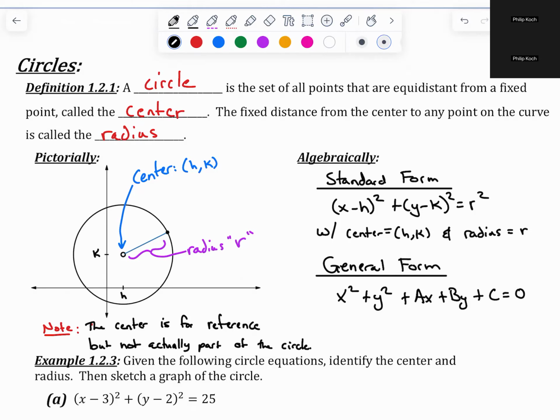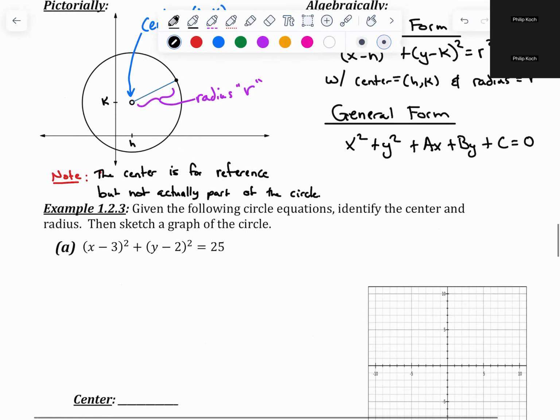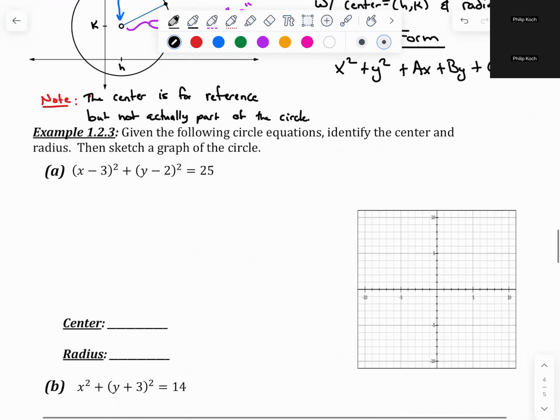Because there's so much you can see from just looking at that equation. When I look at the standard form of a circle, I know exactly what it looks like immediately, which is pretty cool. I can just draw a circle from memory by looking at it in standard form. So let's go ahead and work on graphing them. Given the following circle equations, identify the center and the radius, and then sketch the graph of the circle.